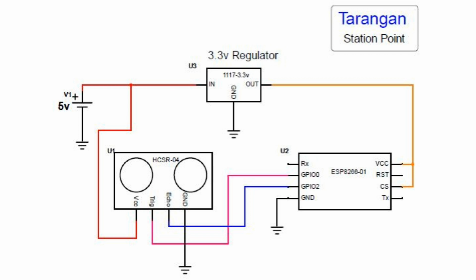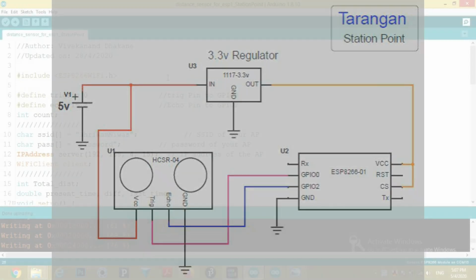Station point is a module which connects to the Wi-Fi created by the server, that is the access point, and sends data to the server via HTTP protocol. In this circuit, a 3.3 volt regulator is used for ESP01, but the ultrasonic sensor requires 5 volt, hence it is connected to 5 volt. You can use your old mobile charger for getting 5 volt. Now we will see the code for station point.